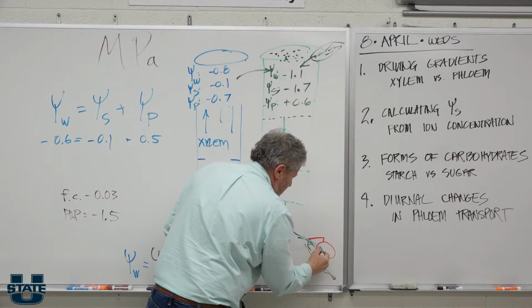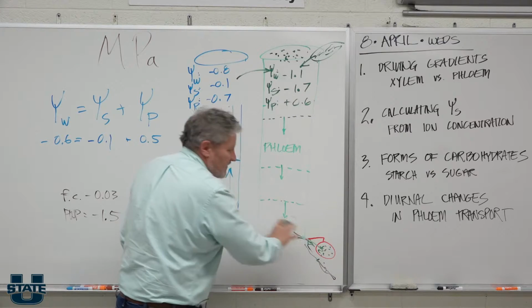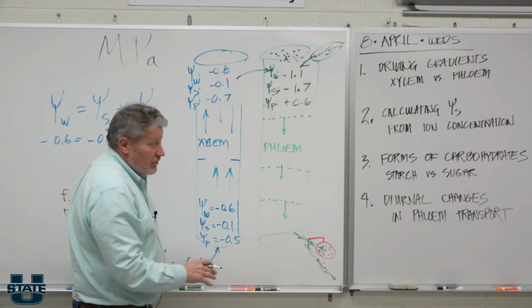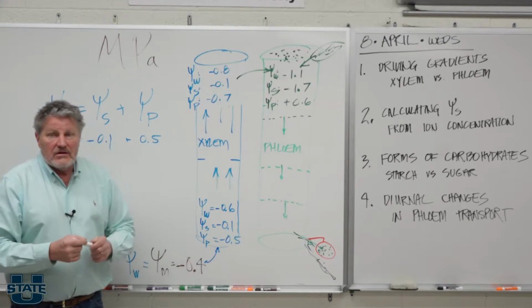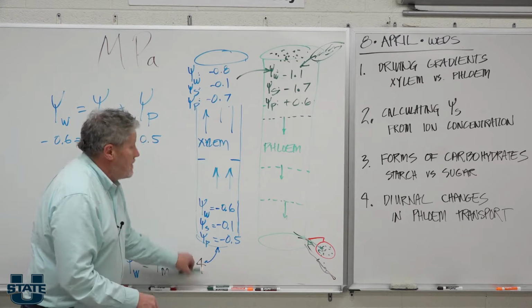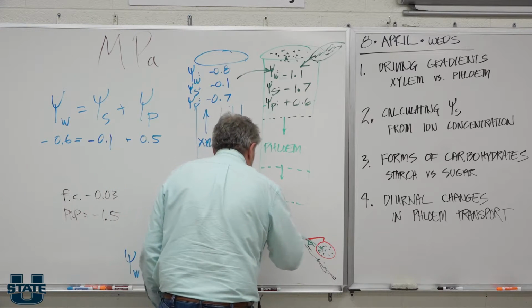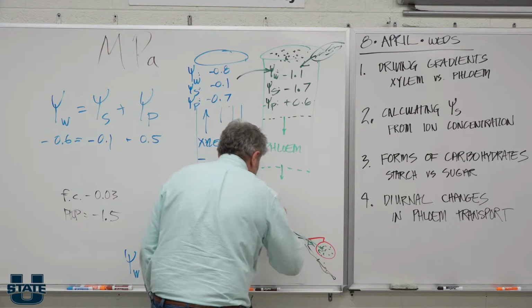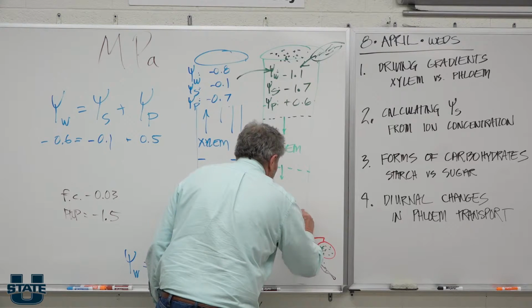Guess what? The sugar moves out of the phloem here into the sinks. So all of a sudden, this is more dilute down here because the sugar's moving out. One end of this is loading it in, the other end of it's sucking out. Where's my green marker? And down here, we get a water potential of minus 0.4.